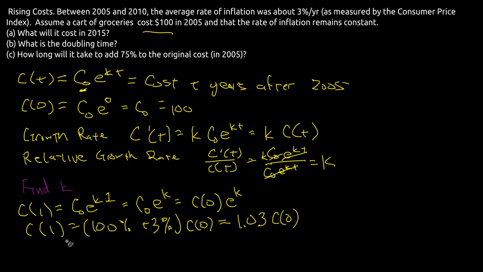So we get these two equivalent expressions for the cost at the end of the first year. c of 0 e to the k equals 1.03 c of 0. And you see that the c of 0's cancel, and we're just left with the equation e to the k equals 1.03. So by taking natural logs, we have k is natural log of 1.03.